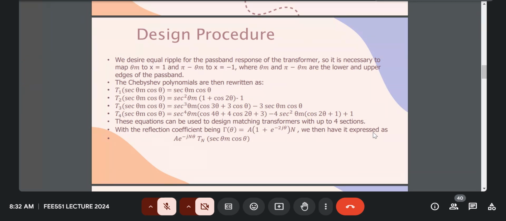The fourth polynomial will be used for a transformer with 4 sections. Then to be able to equate the reflection coefficient to the Chebyshev polynomials, we'll need to express the reflection coefficient as A, being the amplitude, multiplied by the exponential of j n theta, n being the number of sections that we require, then theta being our angle, then Tn of secant theta m cos theta is the Chebyshev polynomial that we'll use. So for a four section transformer, we'll use T4 for our design. Please go to the next slide.